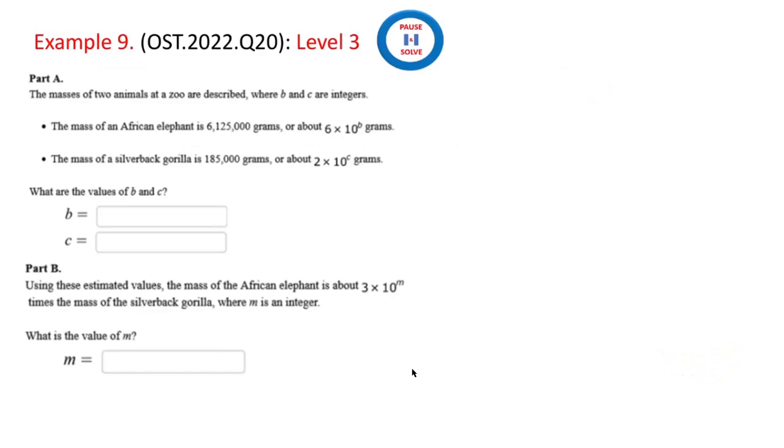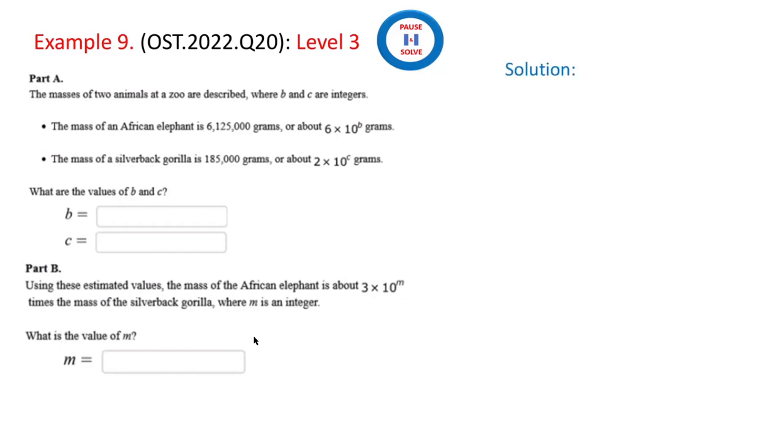Now, this example is interesting. It's a level 3. It has two parts. It's not that complicated if you organize your work. So the masses of two animals at a zoo are described, where B and C are integers. The mass of an African elephant is 6,125,000 grams, about 6 times 10 to the power B. B is unknown. The mass of a silverback gorilla is 185,000 grams, about 2 times 10 to the power C. What are the values of B and C? Part B, using these estimated values, the mass of the African elephant is about 3 times 10 to the power M times the mass of the silverback gorilla, where M is an integer. What is the value of M?